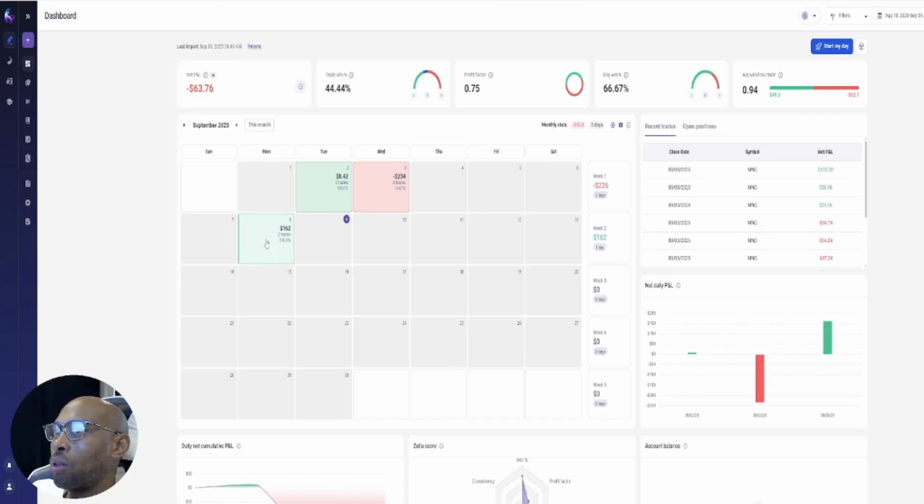I took 2 trades, I made $162. And this is on my Apex account. So I made $133 profit on one and $28.38 on another one. I risked under $100. I forgot exactly what my risk was on both of these, but they were under $100.